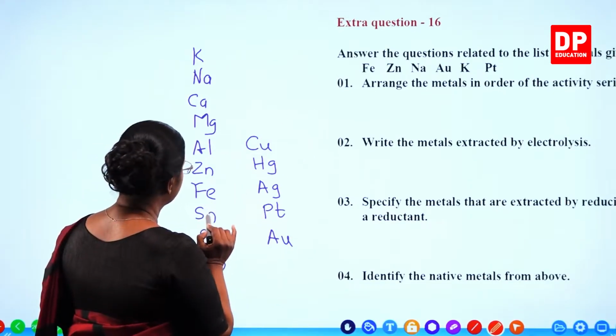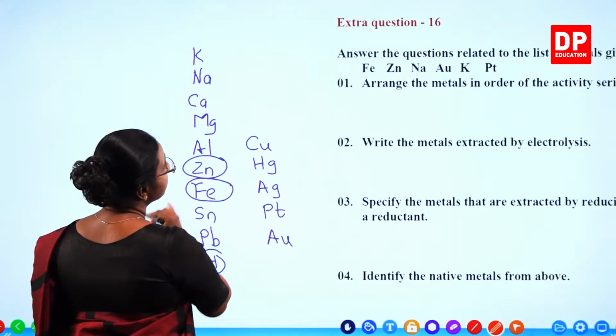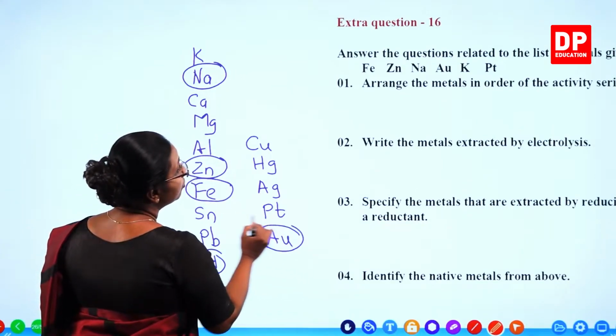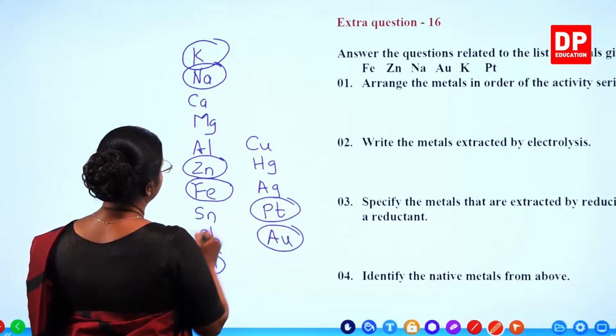Look at the metals that are given to you. Iron is given to us, zinc is given to us, then there is sodium, then there is gold, there is potassium and platinum.